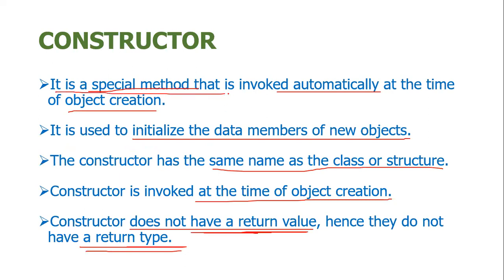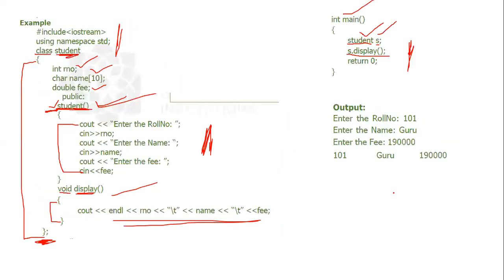Constructor is a special member function that is invoked automatically at the time of object creation. Here also I said, constructor is invoked at the time of object creation. So what happened? When you are creating the object, S is your object creation. At the time of object creation, automatically constructor is invoked. Where is constructor? This is your constructor, right? It is invoked, and it executes a statement first. Enter the roll number. It asks, we have to give the input for roll number. So 101 is our input.